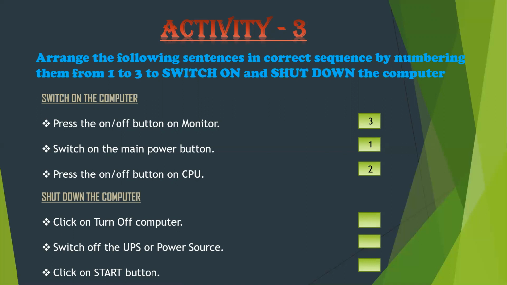And coming to the next one, how to shut down the computer. What will be the first step? Click on the start button, number 1. Then the second one is click on the turn off computer. Then you have to switch off the UPS or power source.